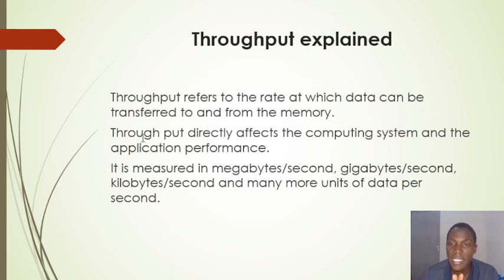So throughput directly affects the computing system and the application performance. If the rate at which you access data on the memory is small, then it means your performance will be low. We expect your computer to be slow because it will take more time accessing data on the memory. But if your access to data is immediate, then we expect your performance to be very high. That is, your computer can easily retrieve data that it requires from the memory at any time.